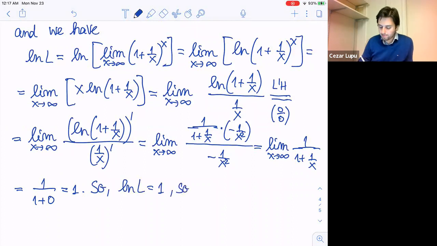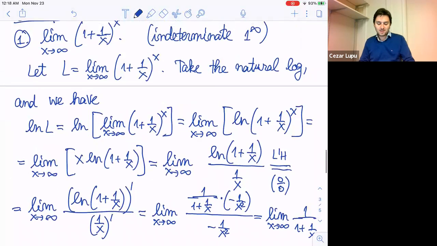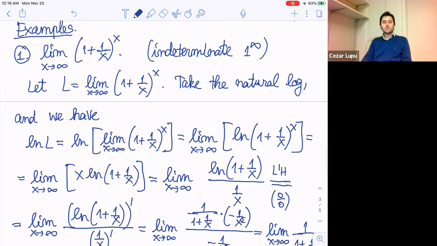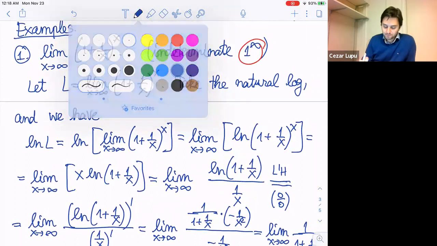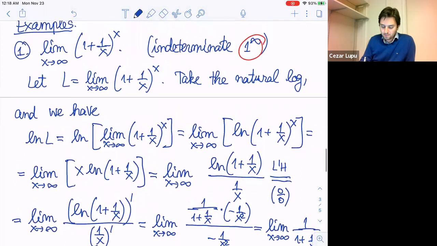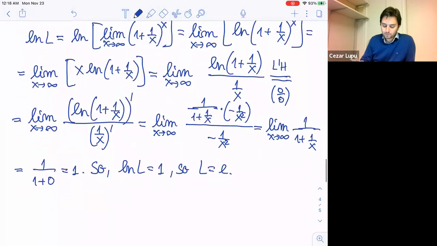So L is e. So the limit is e. Pretty beautiful, isn't it? This is what happens when you have a power to some power. Basically, you have this indeterminate form 1 to infinity. Then you can definitely apply L'Hopital's rule, which is pretty great. That's great. Now let's see another example.